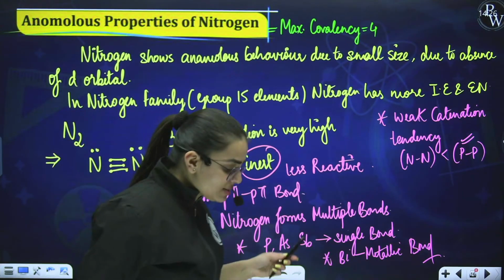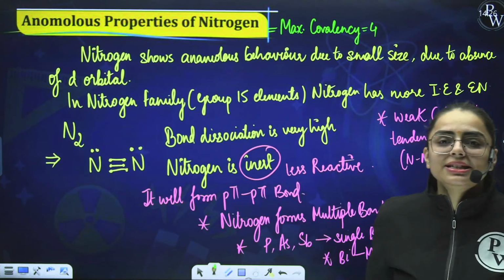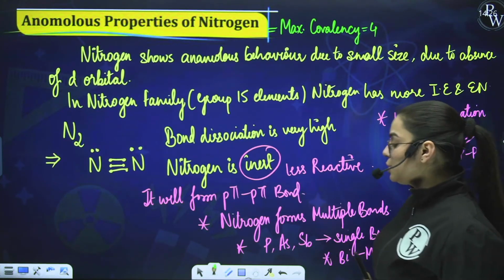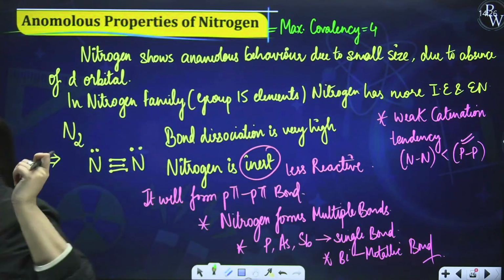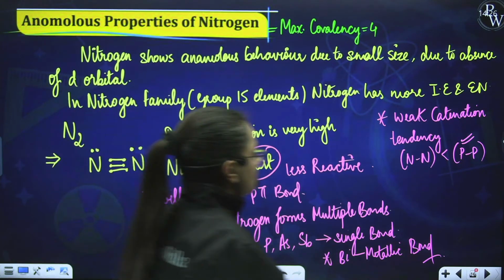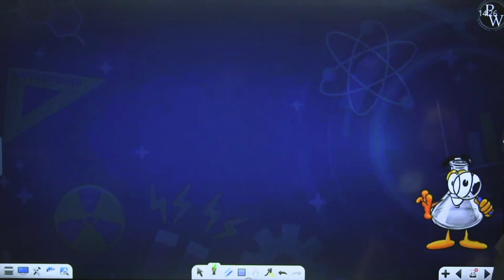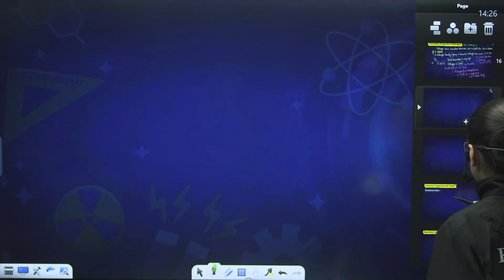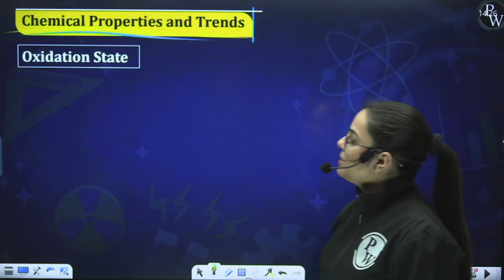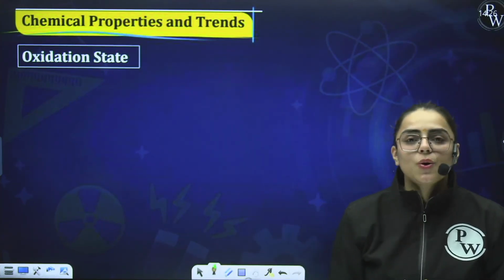Okay. Now students, comes our next topic, that is oxidation state. Shall we proceed to the next topic? I want you all to write all of these key points first of all. Kindly write all of these key points over here. Now we shall proceed to the chemical properties. Chemical properties and trends start with the oxidation state.